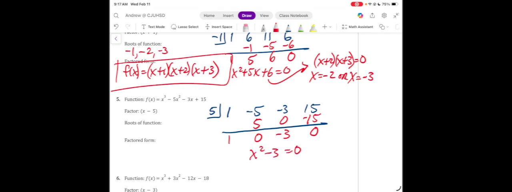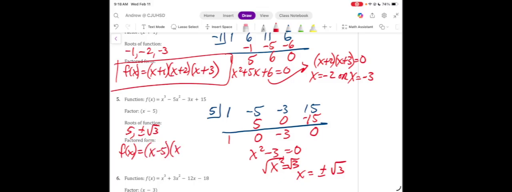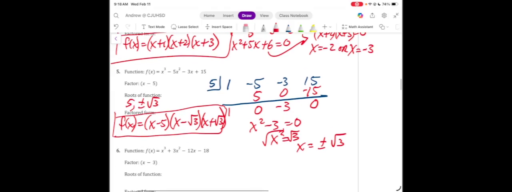Okay, well, this is not going to be factorable with whole numbers. We could use square roots here again. We could say x squared equals 3. Take the square root of both sides, and you'll get plus or minus root 3. That's as good as we can do with exact numbers. So the roots, 5 and plus or minus root 3. Factored form would look like x minus 5, x minus root 3, x plus root 3. Something like that.